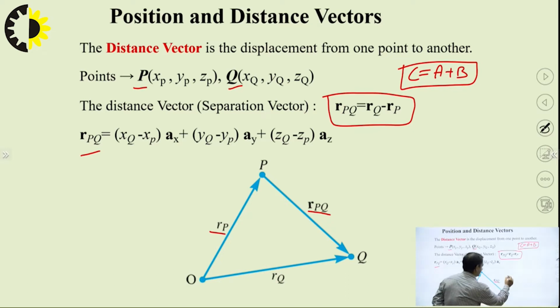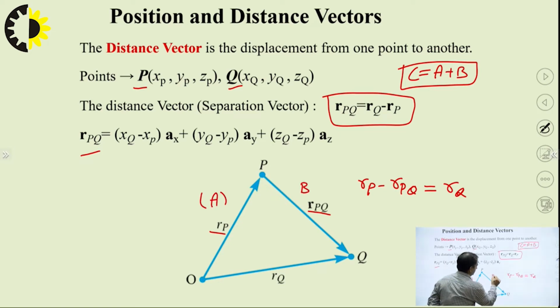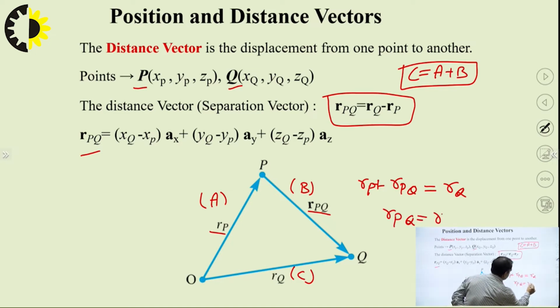Like A plus B is equal to C, so you can say R_P plus R_PQ is equal to R_Q. A plus B is equal to C, right? So in this case, what is R_PQ? This will be equal to R_Q minus R_P.